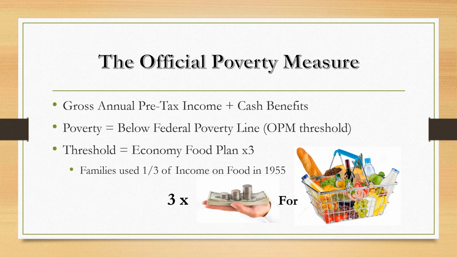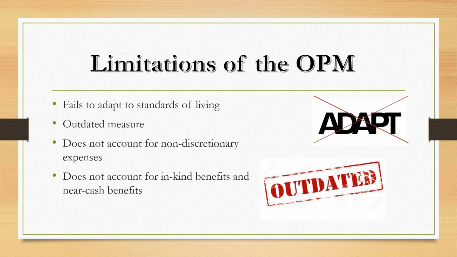Molly Orshansky based this threshold on the information that families of 3 or more people in 1955 spent 1/3 of their gross after-tax income on food in the 1955 Household Food Consumption Survey. However, there are multiple issues presented by the OPM and current poverty threshold. The first is that the threshold fails to adapt to changing standards of living, as it is a relatively absolute measure. This means that it is an absolute measure of poverty relative to a singular society's standards of living. As standards of living increase, the OPM remains entirely absolute, resulting in an increase in the gap between the OPM and that society's standard of living.